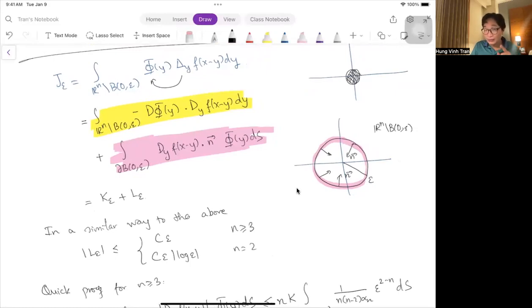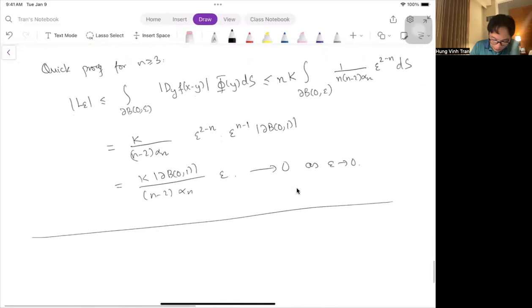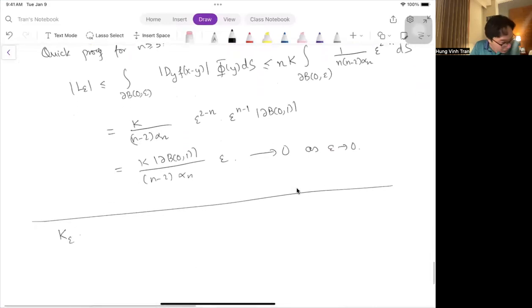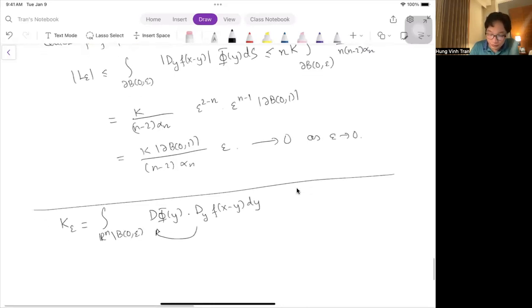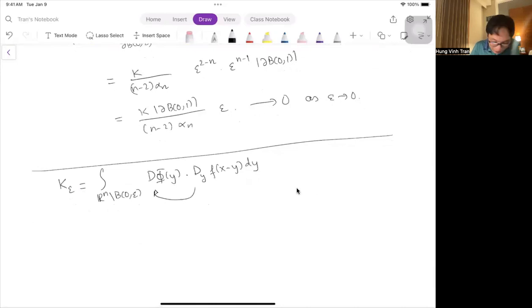So what remains is this k epsilon term, the yellow highlighted term. Okay, so k epsilon equals the integral in Rn, taking away the small ball, of d phi of y dot with dy of f of x minus y dy. Now I'm hitting one of the derivatives of dy of f onto d phi, so integration by parts once more. Wait, I think I have the minus signs. Yes, so integration by parts once more.